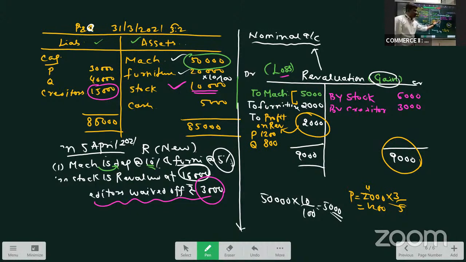If you prepare only this much from the given information, you'll get 5 marks. The total partnership admission you'll get for 20 marks and the revaluation account carries 5 marks for that. Go through once, please.